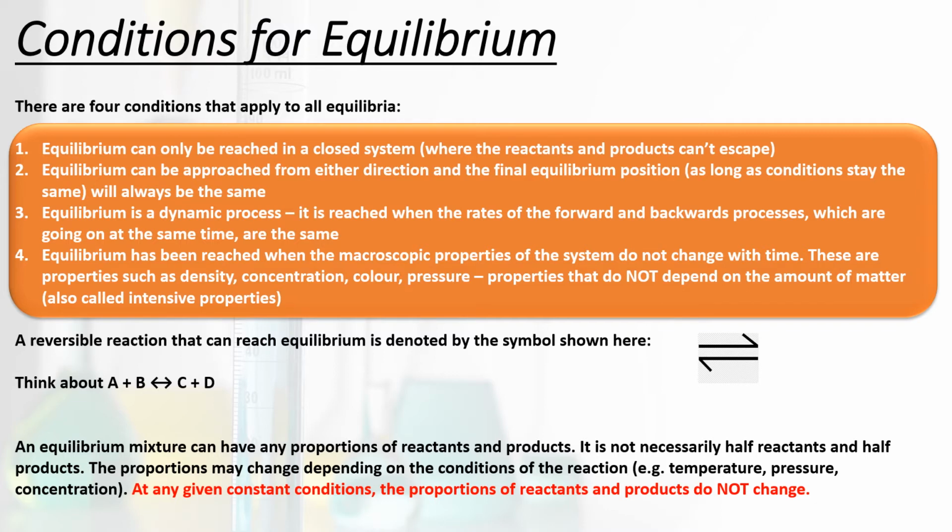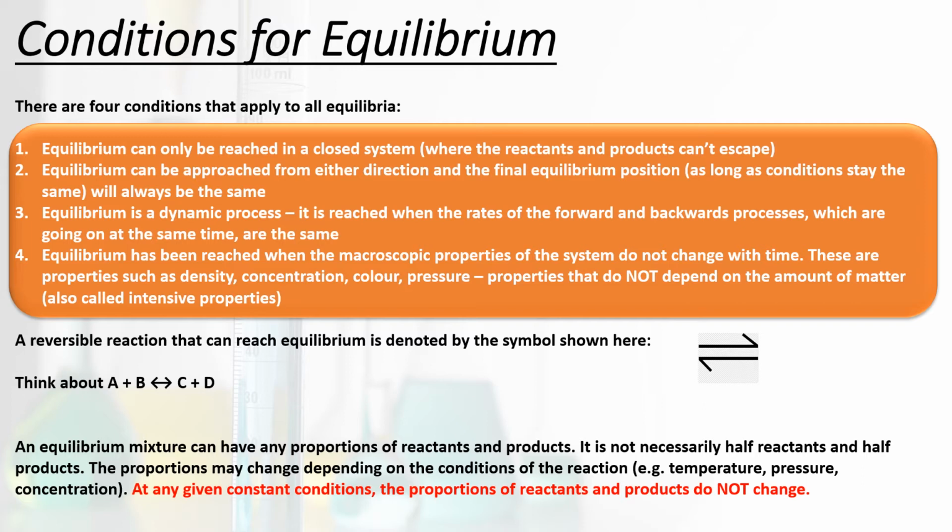And the fourth is that equilibrium has been reached when the macroscopic properties of the system do not change with time. Now, macroscopic properties you can think of as things that you can see and things that you can measure quite easily. So this is properties such as density, concentration, colour, pressure. They're also sometimes called intensive properties. What this means is that they do not depend on the amount of matter that we have. It doesn't matter whether we have 1 gram of something or 10 gram of something. Essentially, these values don't change with that.